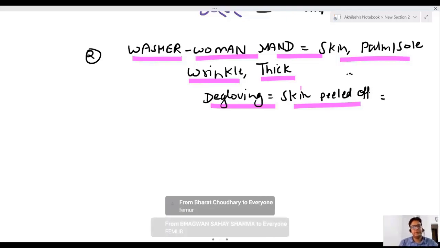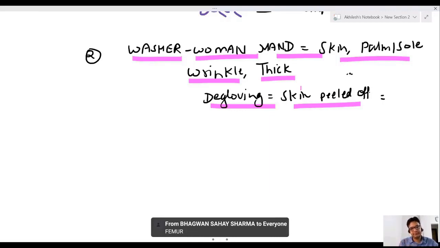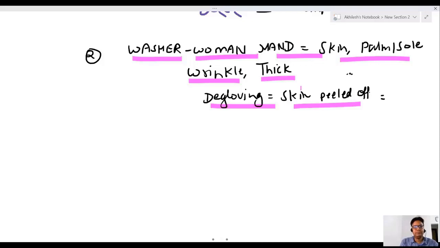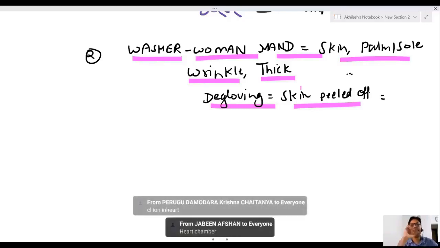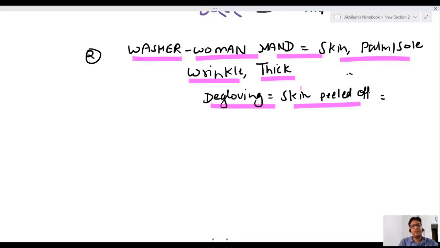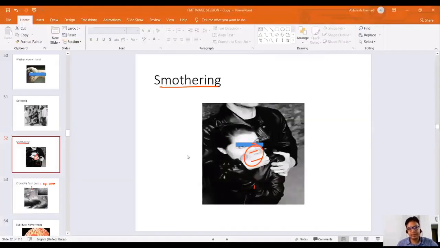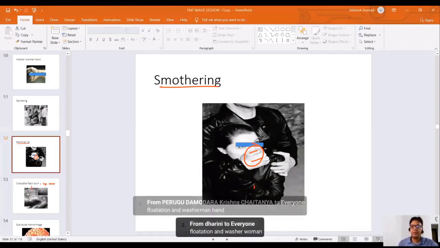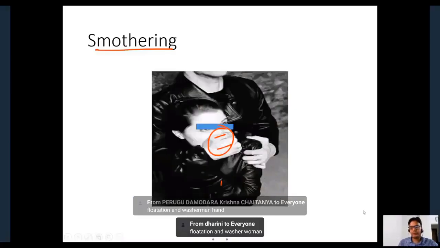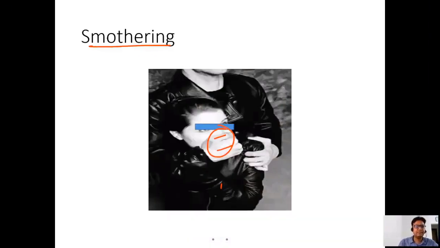Femur. In Gettler test, what we detect, where we detect? Chloride ion in heart chamber. Which finding is present in antemortem as well as postmortem drowning? Which hand? Washerwoman hand. Washerwoman hand is present in antemortem as well as postmortem drowning.